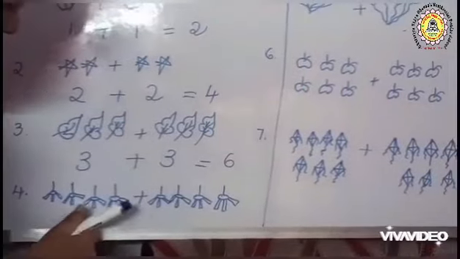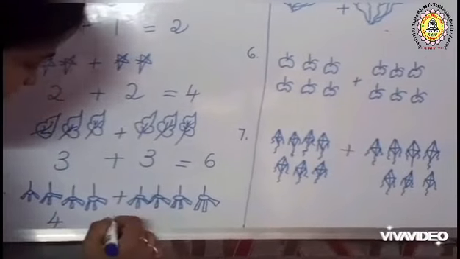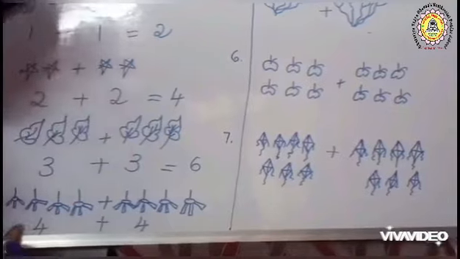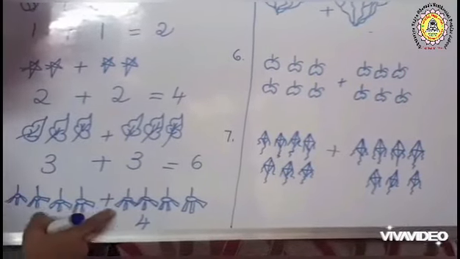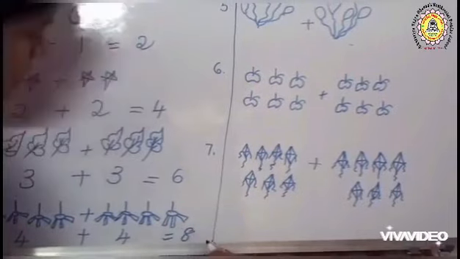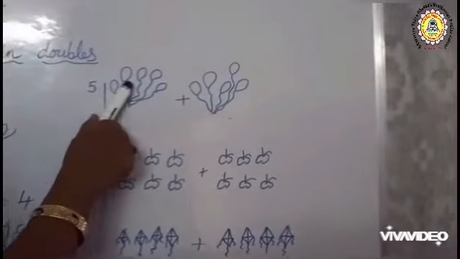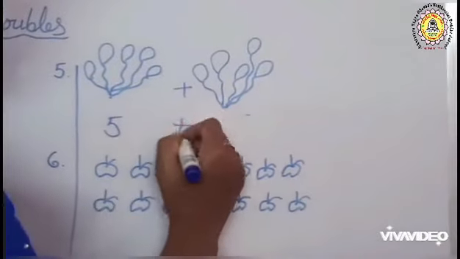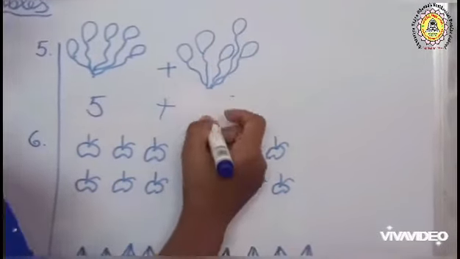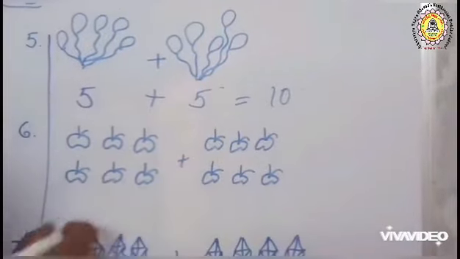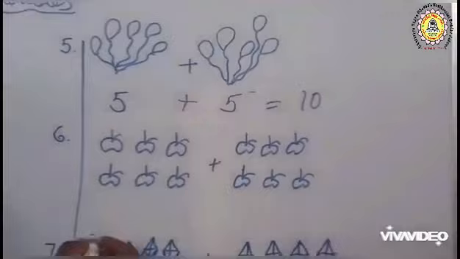1, 2, 3, 4 plus 1, 2, 3, 4 means 4 plus 4. 1, 2, 3, 4, 5, 6, 7, 8. Double of 4 is 8. 5 balloons are there, plus 5 balloons. 5 plus 5 is equal to 10. That means double of 5 is 10.